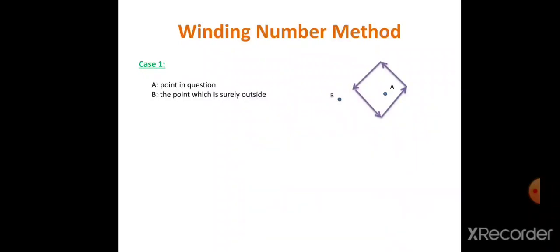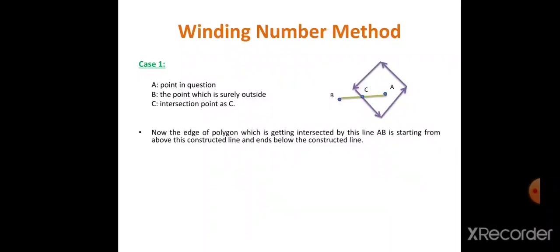With that point, what we can do? We are finding the intersection. So, we are joining a line, and then after that we have found one point that is called an intersecting point or intersection point C. Okay. It is the same as the even odd method. Up to this it is the same as the even odd method. Now, the edge of the polygon which is getting intersected by that particular line AB is starting from above the constructed line and ends below the constructed line.